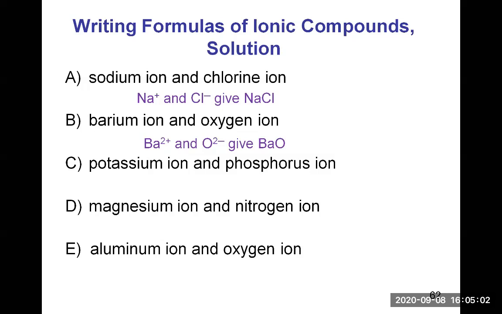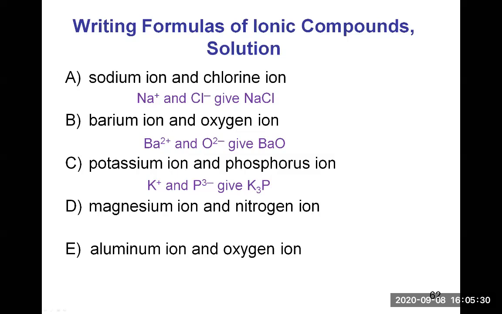So we have K+ and P with 3 negative charges. So here you have 1 positive charge on 1 potassium and 3 negative charges on 1 phosphorus. So to balance out the 3 negative charges on the phosphorus, you will need 3 potassiums, right?